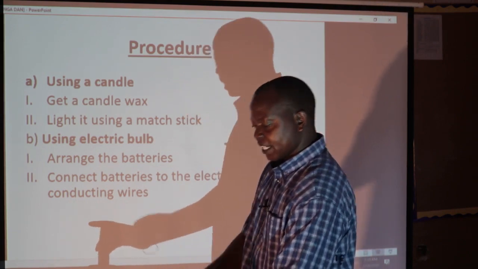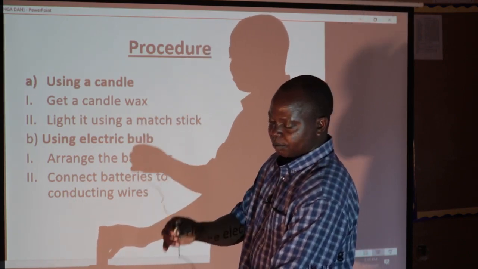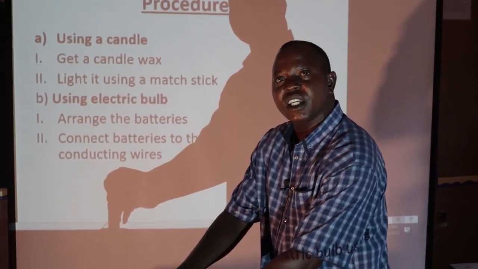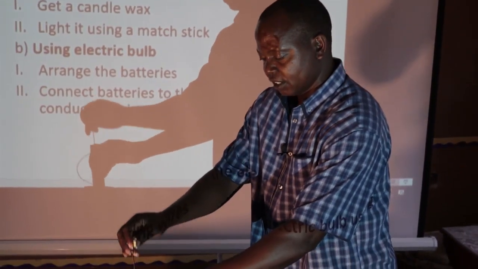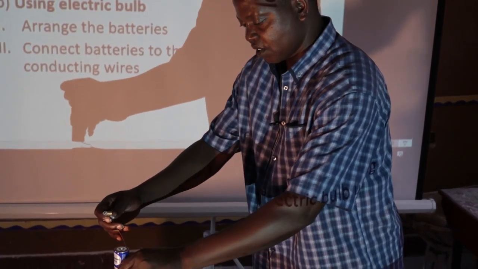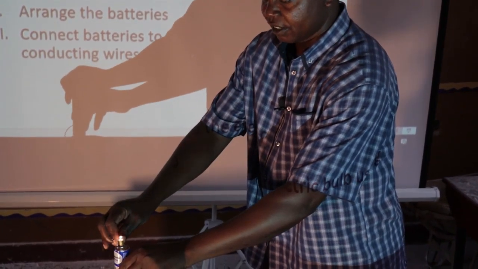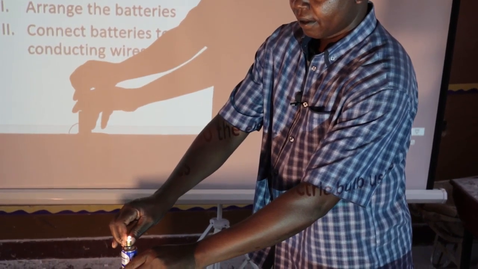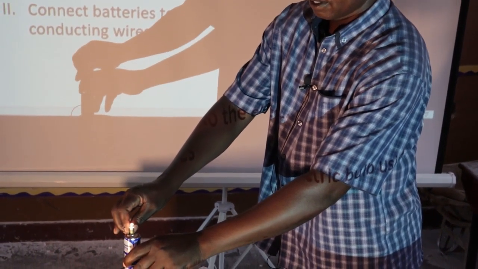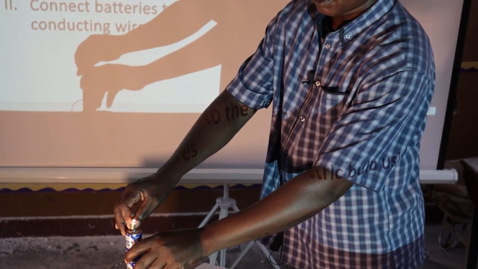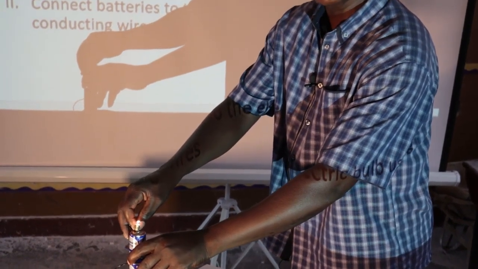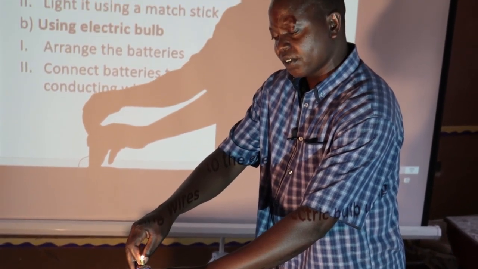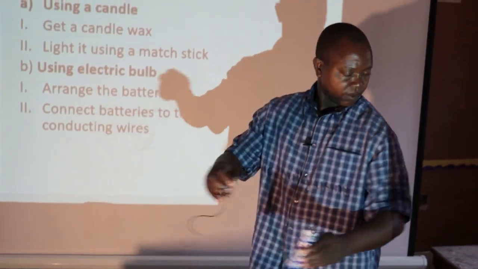Now we are saying after that get your bulb. After getting the bulb, join using a conducting wire. So this is what you do. Put your conducting wire, then join using the bulb. So you can be able to see that the bulb is lighting. When the bulb is lighting, it shows a child that light travels in all directions from the source.